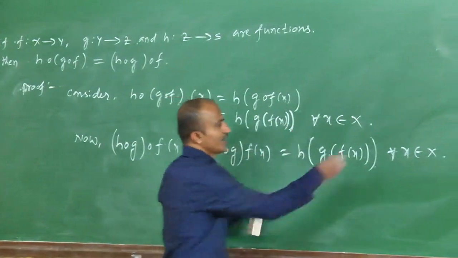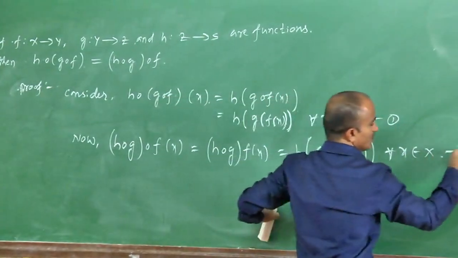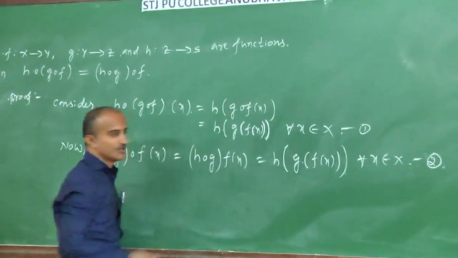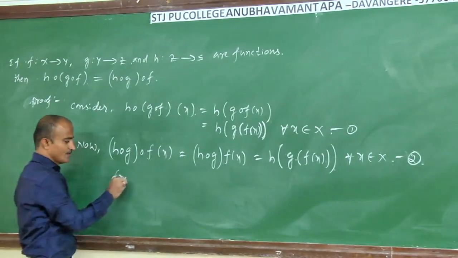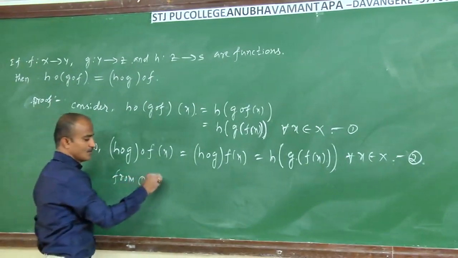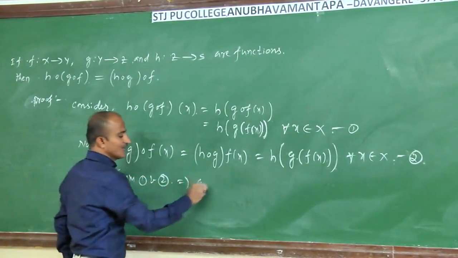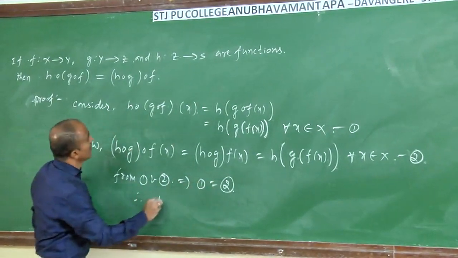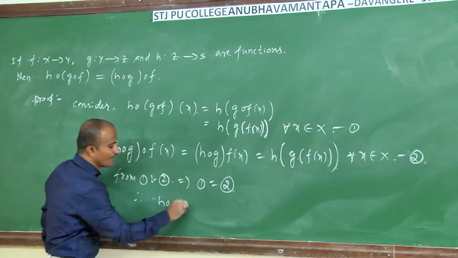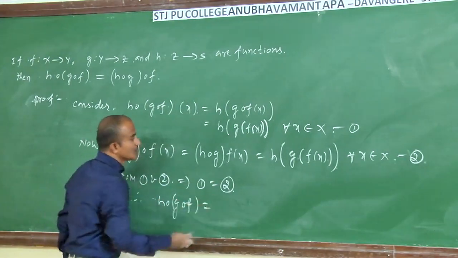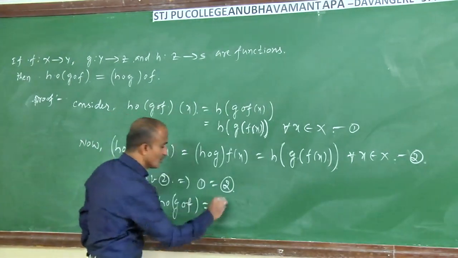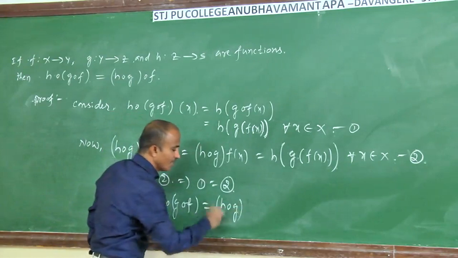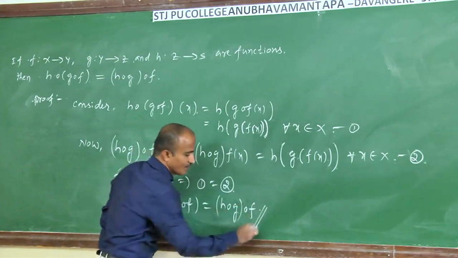Look at 1 and 2. Clearly 1 is equal to 2. From 1 and 2, 1 implies 1 equals 2. Therefore, h∘(g∘f) is equal to (h∘g)∘f.